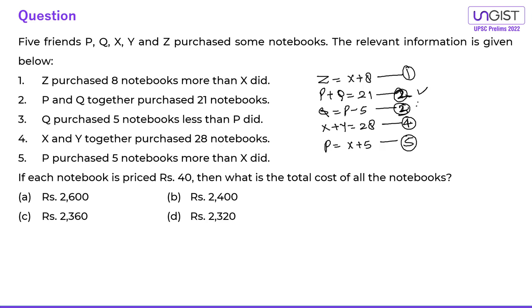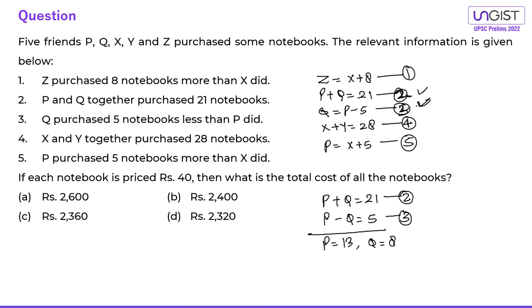So by using the second and third statements, P plus Q is equal to 21 and P minus Q is equal to 5. If we solve these two statements, what we get is P is equal to 13 and Q is equal to 8, right? Because just add these two equations. So Q will be cancelled. So 2P is equal to 26, then P is equal to 13. So if P is equal to 13, then obviously Q is equal to 8.